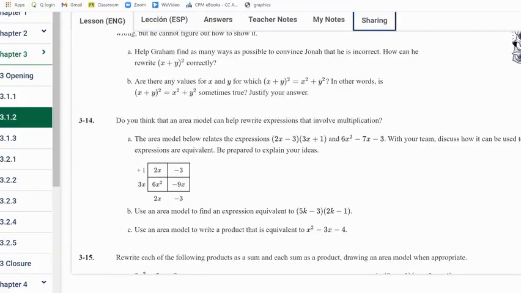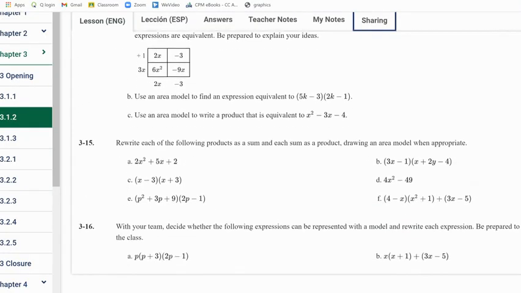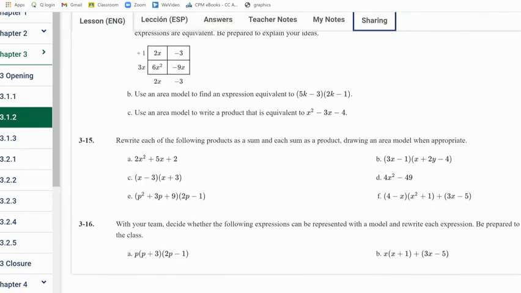And then just looking at problem 15, it's just practicing this, right? They give you some sums, some products, and they want you to write it in the other form. So this just gives you a little overview of what this section will be about. And then tomorrow or the next day in class, we will finish the section.